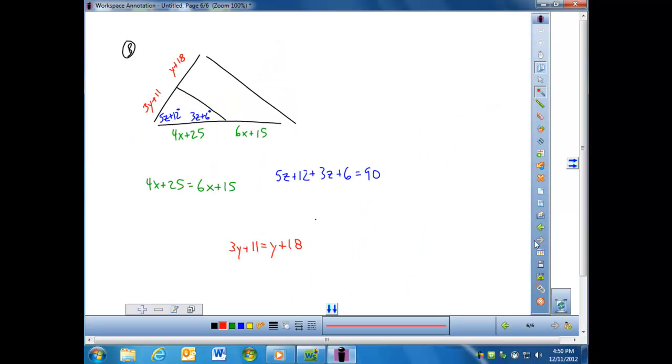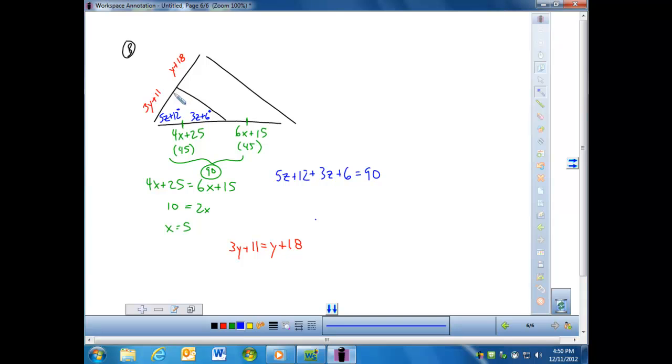And now for our last problem. I've already written the three equations here that you should have in this problem. How do I know these things, you ask? Well, since DE is a mid-segment, I know that those two parts are congruent. I can solve that and get x equals 5 and find those values. Both of them are 45, so the whole length is 90.